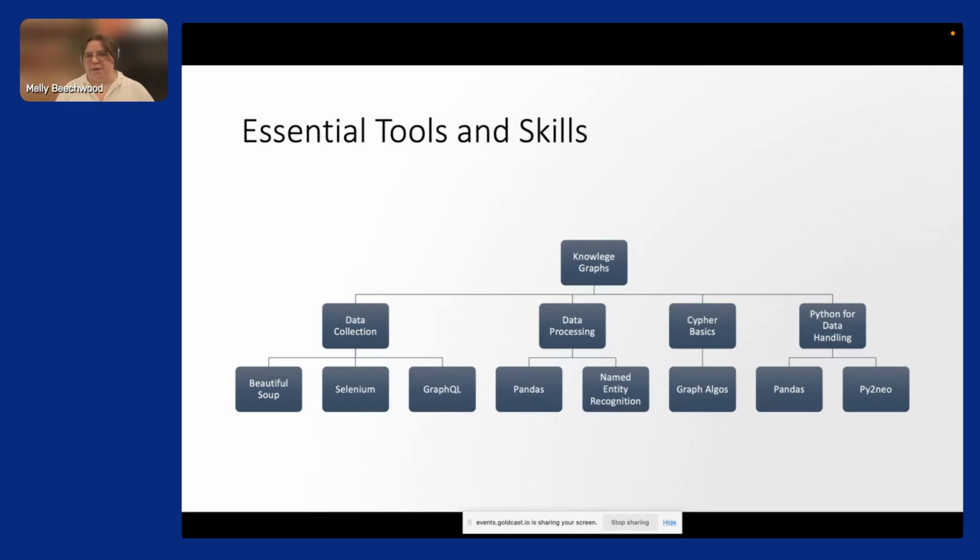that allow you to do web scraping. This can be really handy for tools that don't have APIs. Something like GraphQL can help with those APIs in other cases. For data processing, things like pandas can really help, and named entity recognition can get you a long way. You want to know some of the graph algorithms available to you in Cypher, not just the ingestion and creation, but also some of the things that we have access to, such as clustering and different things like that. And then Python, Py2neo, things like that are all going to be really helpful.